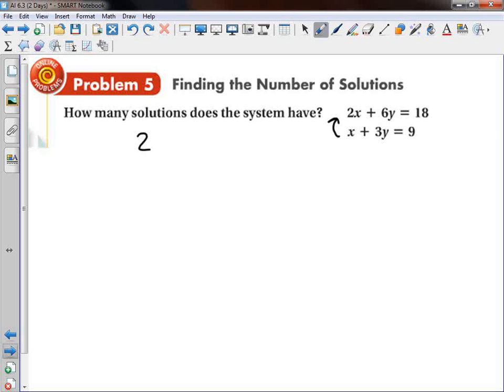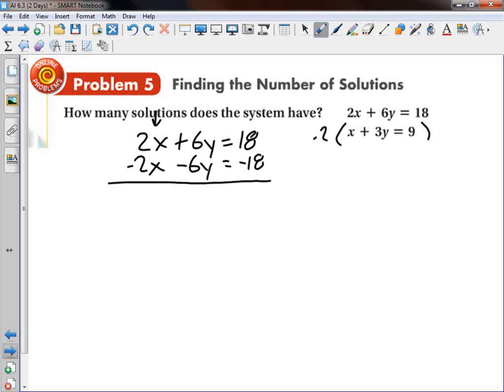Top equation does not look like it's going to change. But the bottom equation, I need to multiply to get a negative 2x, right? I want it to be the opposite of my x's, so I want to make it a negative 2x. So I'll multiply by negative 2. Negative 2 times x is negative 2x. Negative 2 times 3y is negative 6y. Negative 2 times 19 is negative 18.